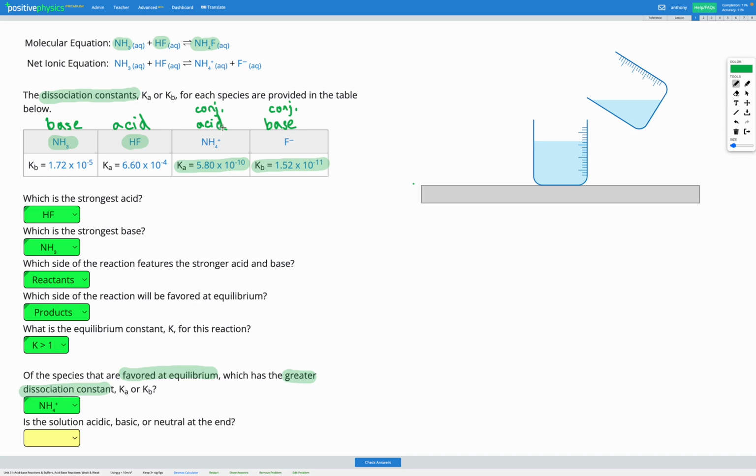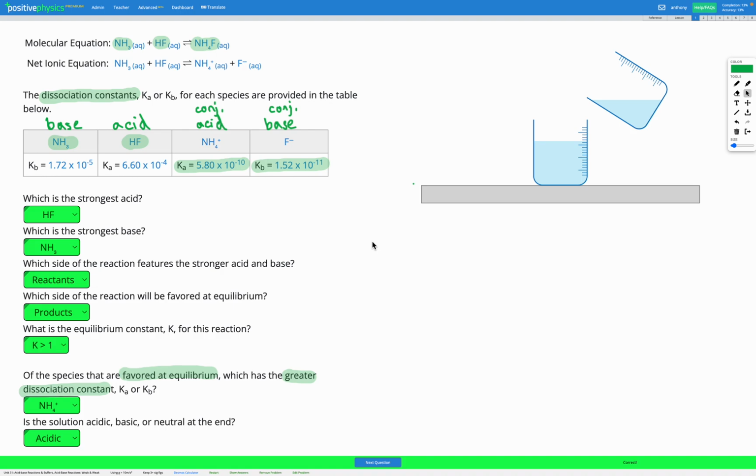Since NH4 plus is an acid, that means that our solution is going to be slightly acidic in the end, because of the species that are favored at equilibrium, the acid is stronger than the base. So we're going to have an acidic solution in the end.